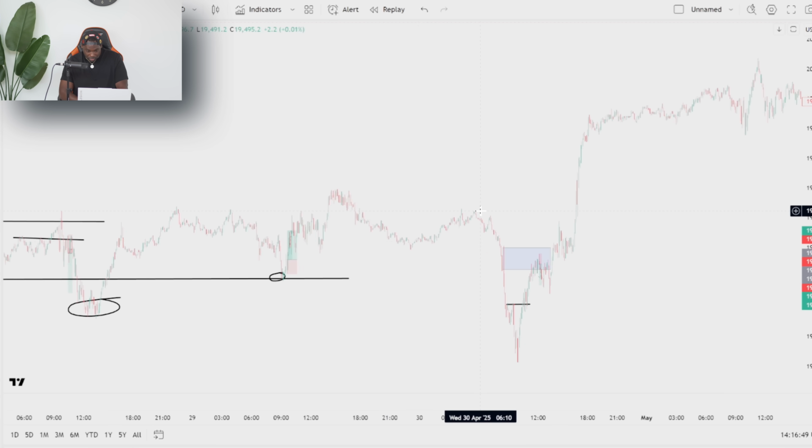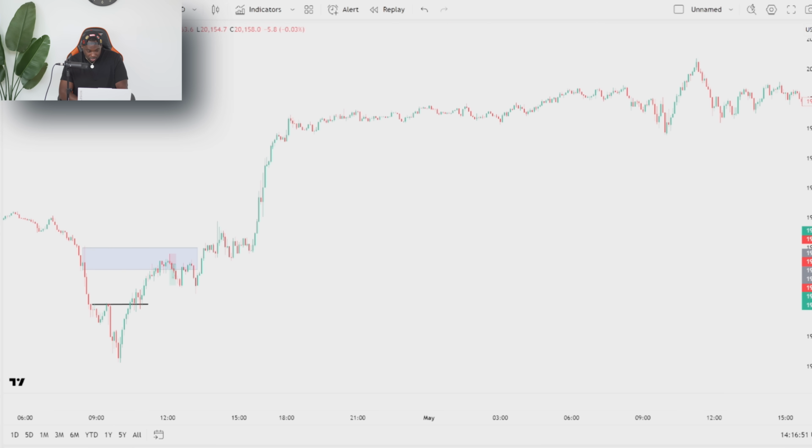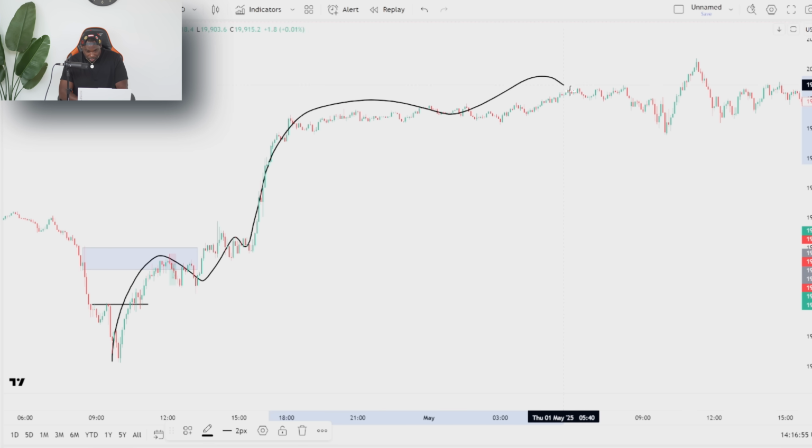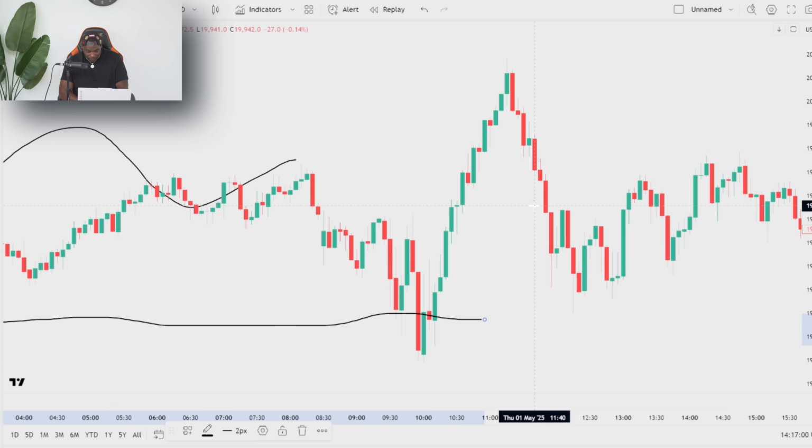All right, so this day was straight to the point. Overall, you see that the market is bullish. Remember, I'm only looking at the 5-minute chart. On the 5-minute chart, the market was bullish. It was holding these lows right here, and basically I'm just looking for a continuation.